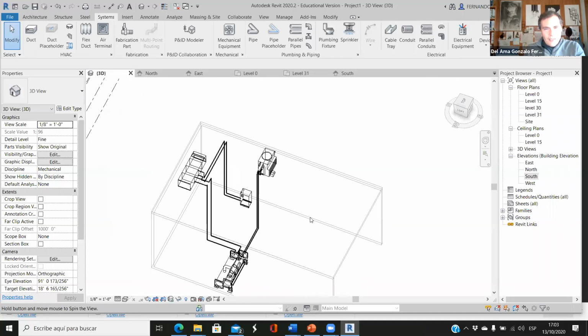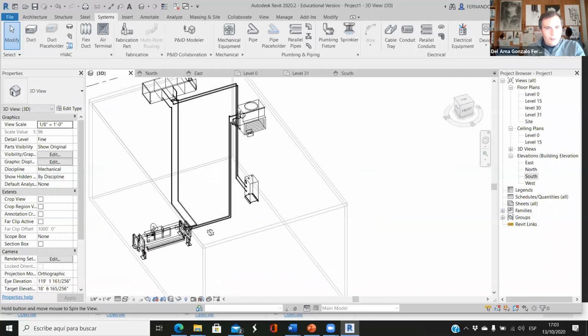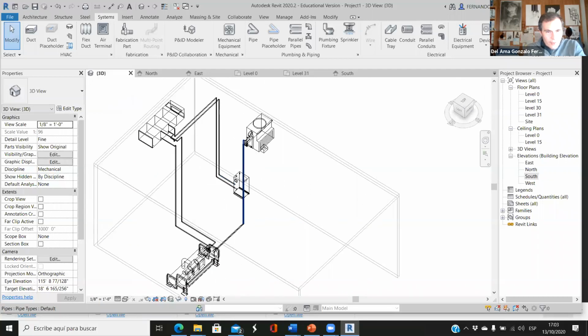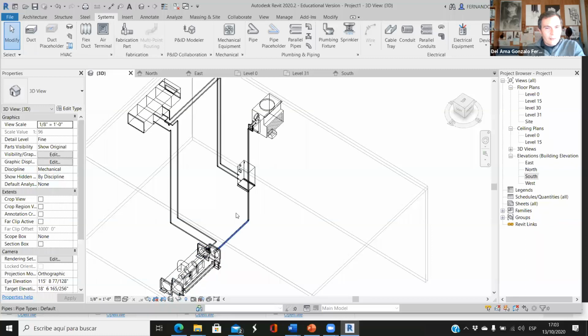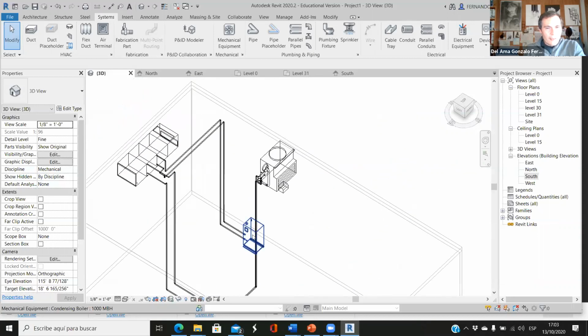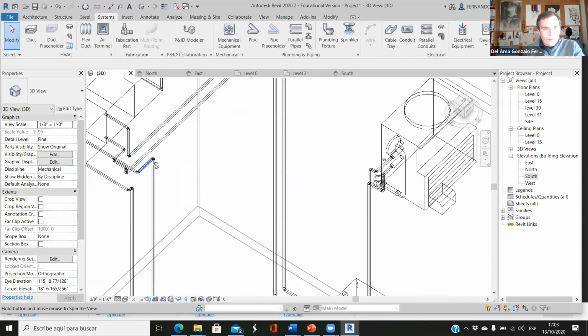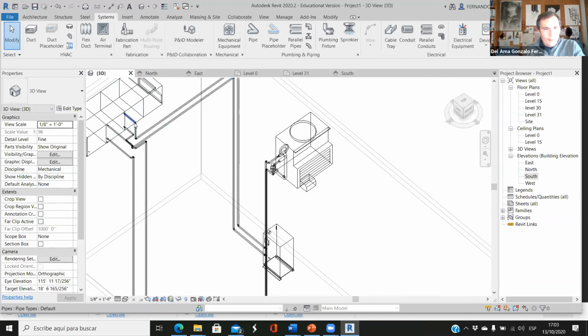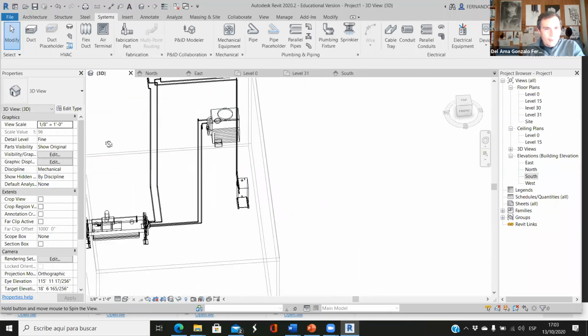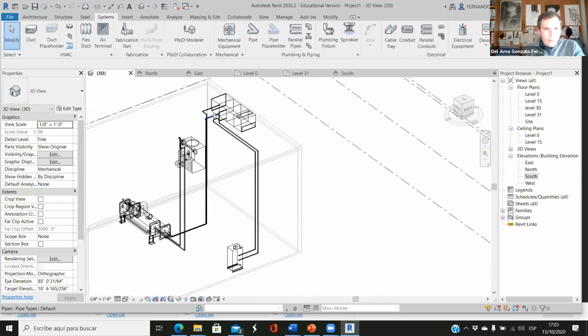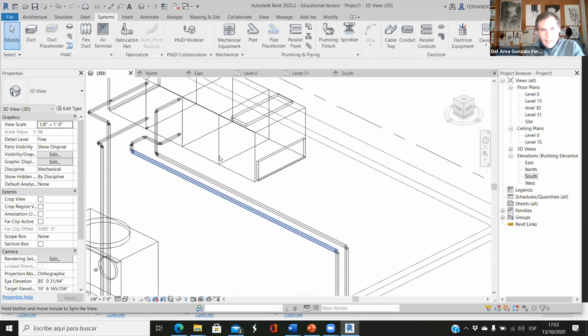So this first exercise is just to connect things. Okay, so I want you to connect everything. So the chiller has to be connected to the cooling tower. The chiller has to be connected to the cooling coil of the air handling unit. The boiler has to be connected to the heating coil of the air handling unit. Return and return, supply and supply.